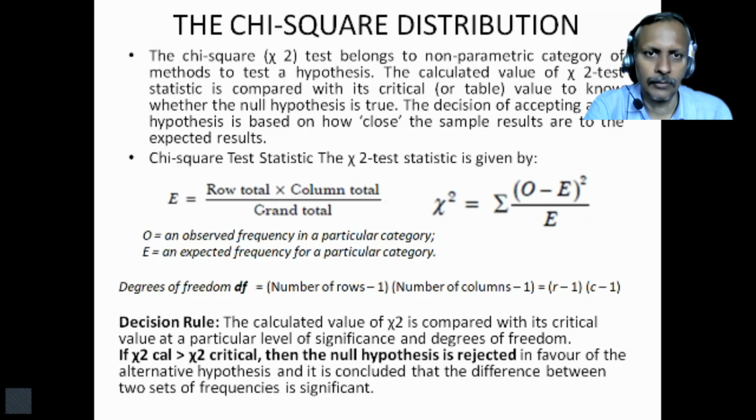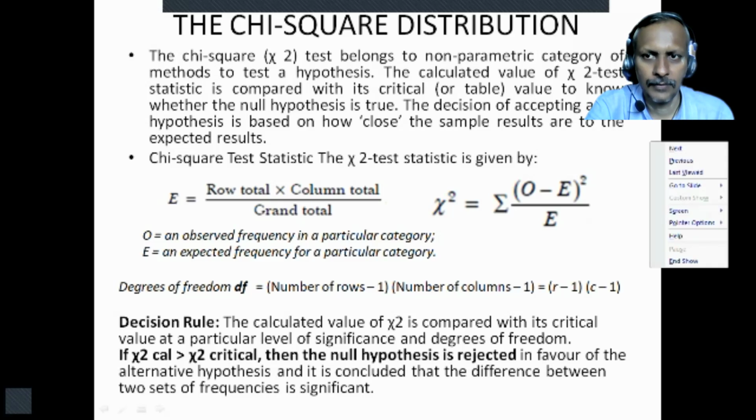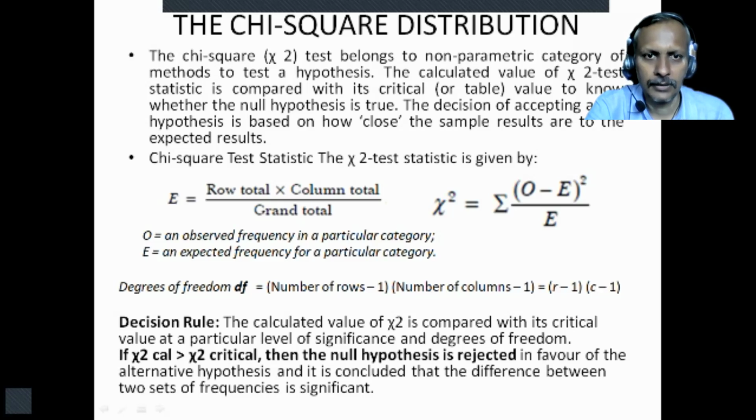On the basis of the formula, chi-square is equal to the summation of (O minus E) whole squared divided by E. There we get the chi-square value. And if we compare the chi-square value with the table value, we will get the critical value. So when we compare the critical value with the calculated value, we can take the decision.